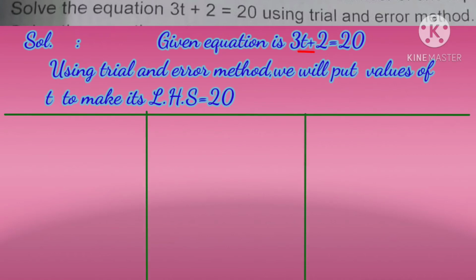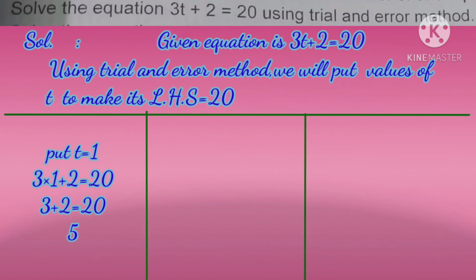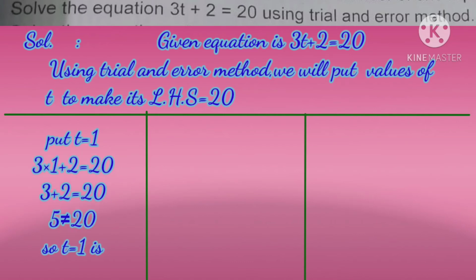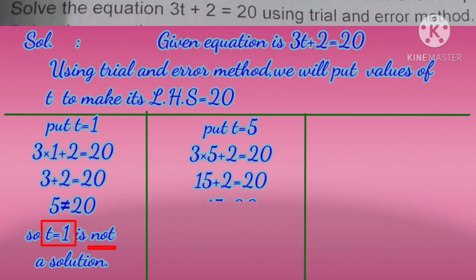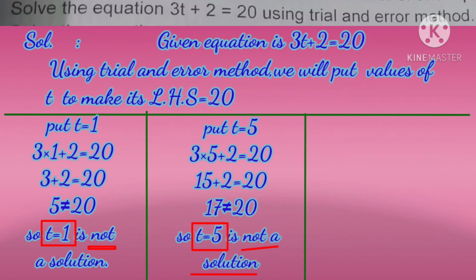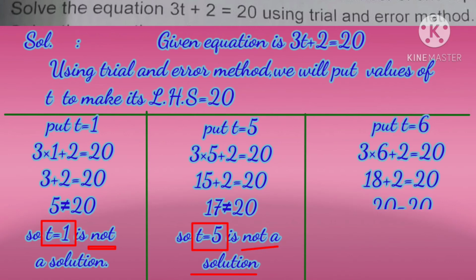So first of all we will put t is equal to 1. So 3 into 1 plus 2. So 3 plus 2 is 5, which is not equal to 20. So it means t is equal to 1 is not a solution of this equation. So now we will put t is equal to 5. So 3 into 5 plus 2 means 15 plus 2, that is 17, which is not equal to 20. So t is equal to 5 is not a solution of this equation. So now we will put t is equal to 6. So 3 into 6 plus 2, that is 18 plus 2 is 20, that are equal. So t is equal to 6 is the solution of this equation. So this is called trial and error method.